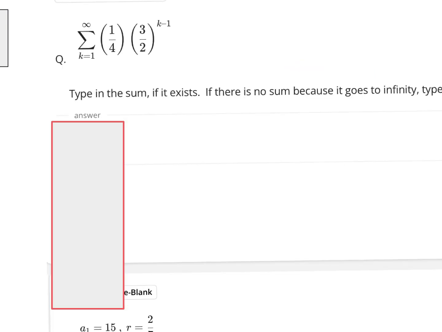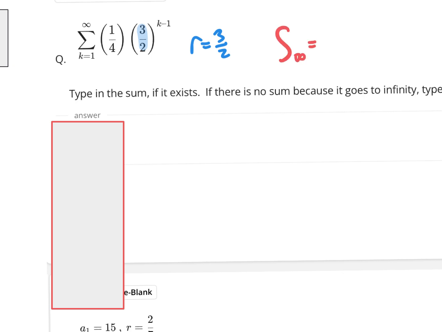So right here we have another series. Question is, is it arithmetic or geometric? Obviously we have the base with the power, so this is geometric, and the common ratio here is 3/2. So you might as well write that down. r equals 3/2.